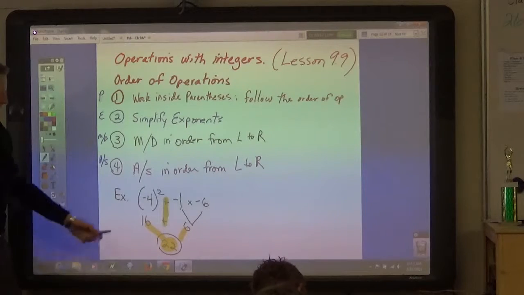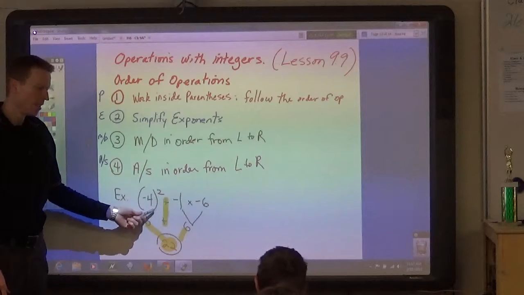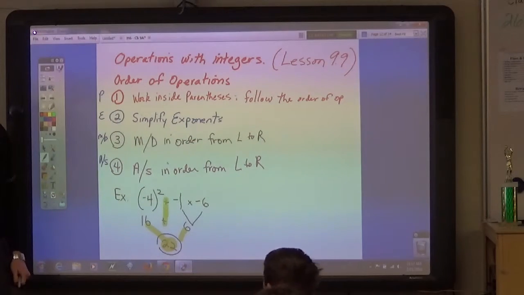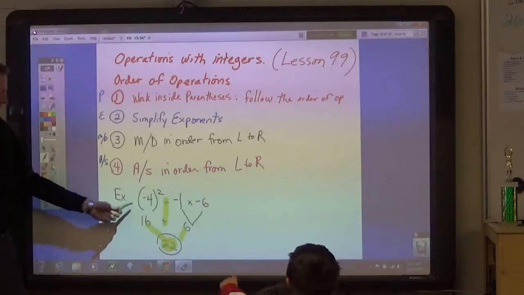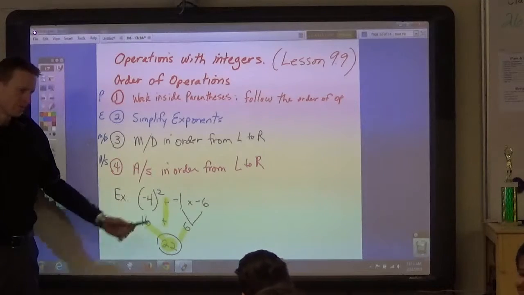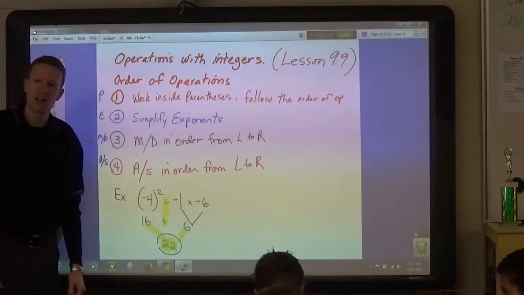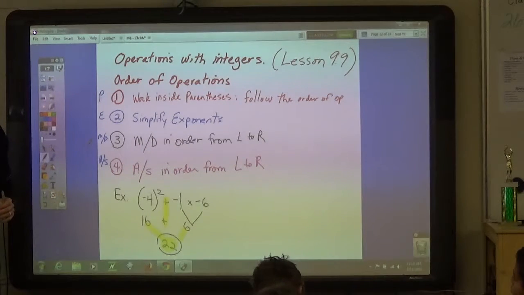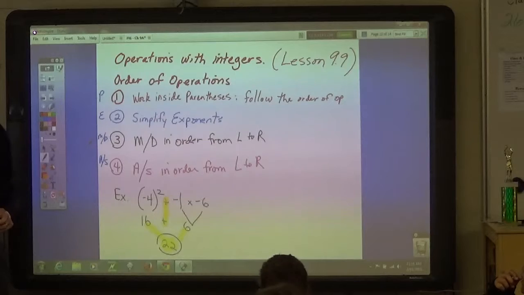Okay? Look at this example. (-4) in parentheses with a little 2. What does that mean? Sammy? It's -4 times -4, right. Or -4 squared. What is that? Then why do they have to put it in parentheses? Well, it's funny you asked that.